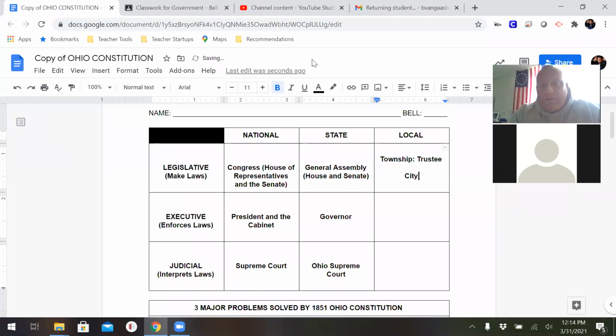Now, some of you may have thought that you live in a city. Oh, I live in Cincinnati because my mailing address says I do. You live in Cincinnati according to the post office.